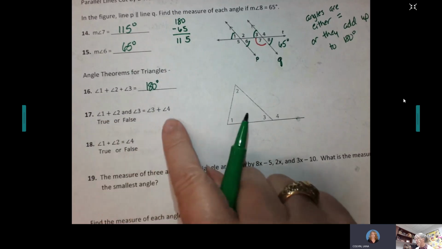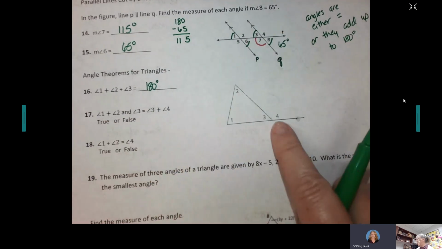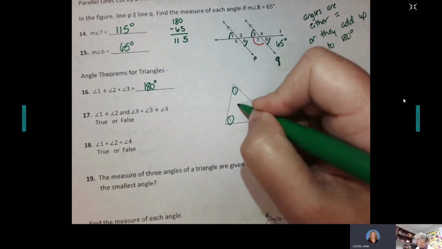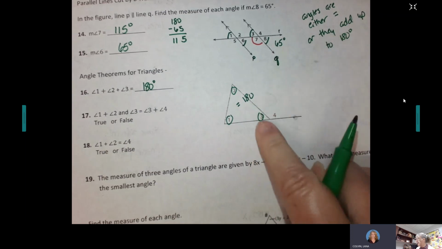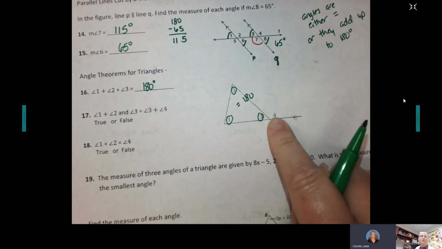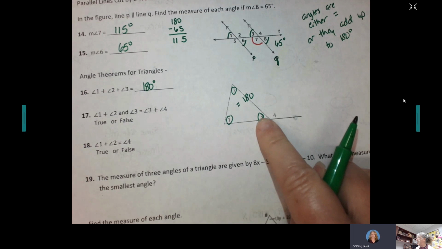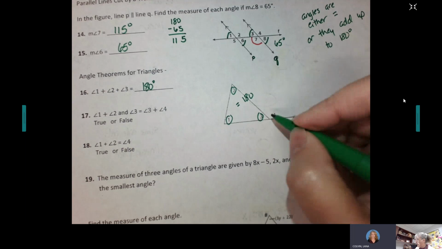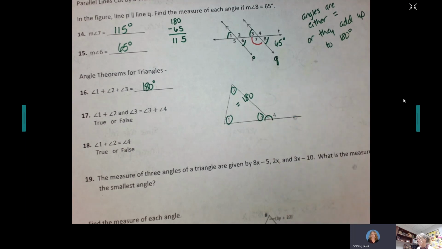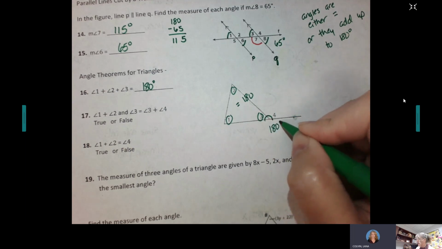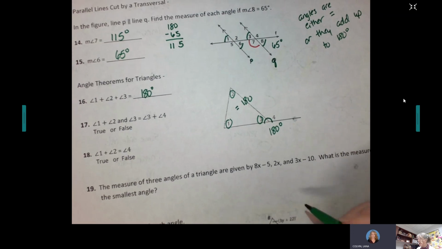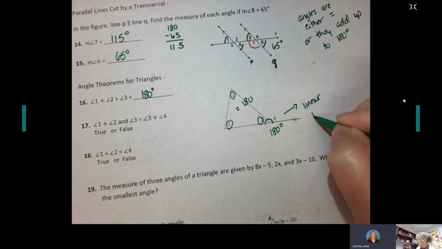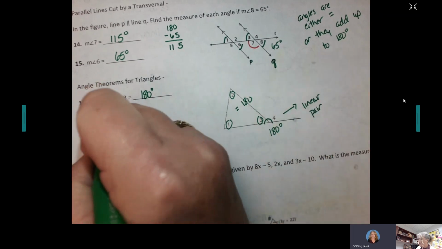All right? Angles 1, 2, and 3 equals angles 3 and 4. So 1, 2, and 3, we already said equals what? 180. What does angle 3 and 4 equal? If I add angle 3 and angle 4, what's this going to equal? It's going to equal 180 degrees. They're a linear pair. So that is true.